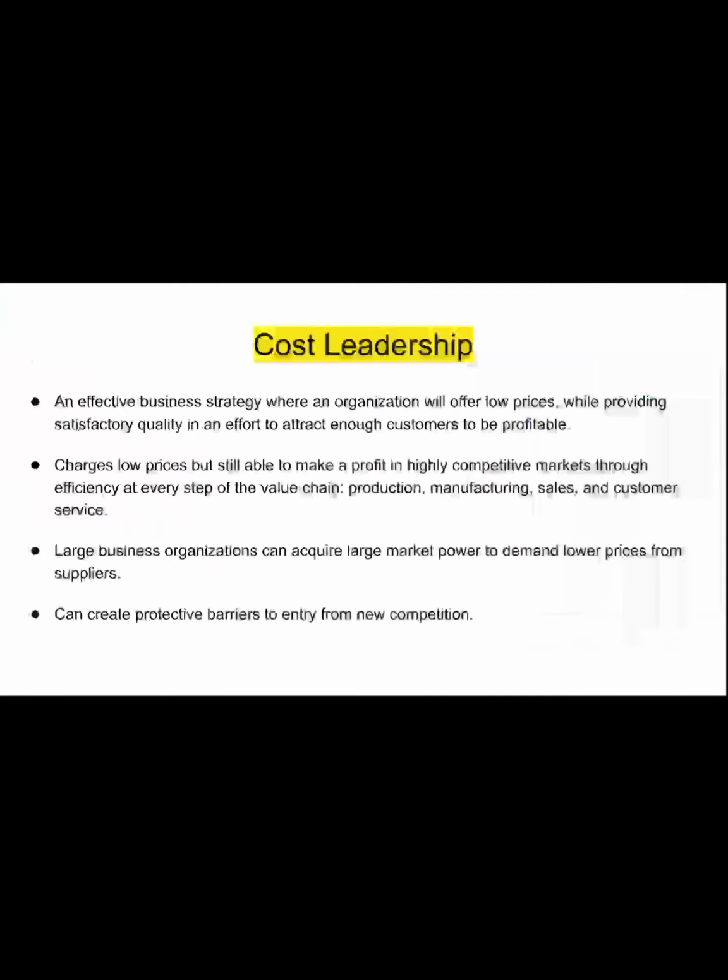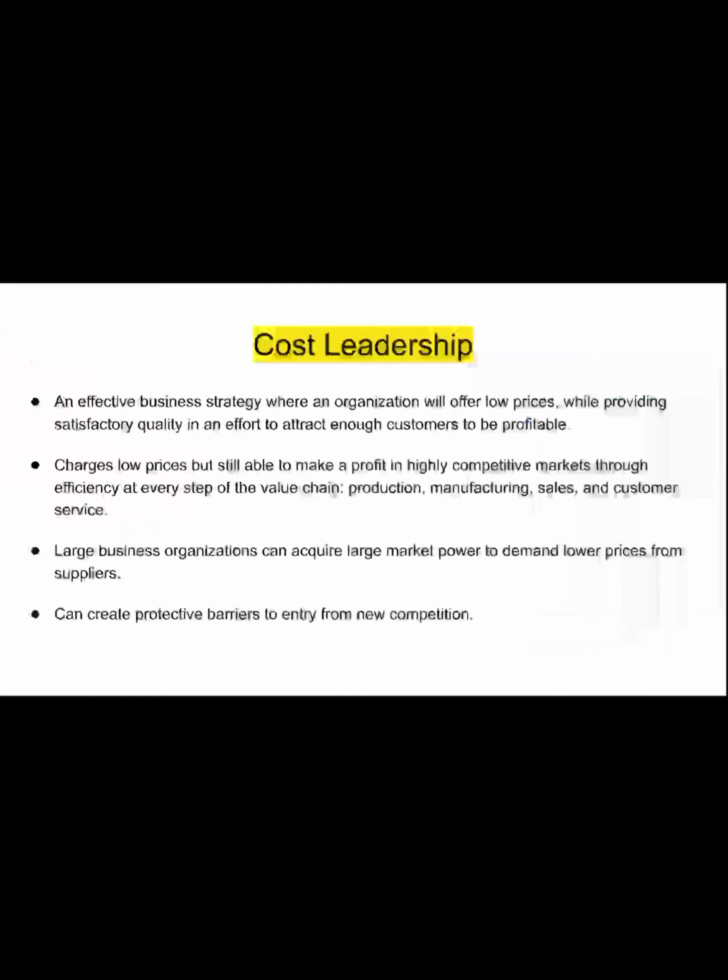Cost leadership is a very effective business strategy where an organization offers low prices and provides satisfactory quality with the strategy in mind to attract enough customers to be profitable. They charge low prices, but because it is highly competitive, they are able to make a profit. They do their best to have efficiency at every step of the value chain, which includes your production, the manufacturing, sales, and customer service areas.